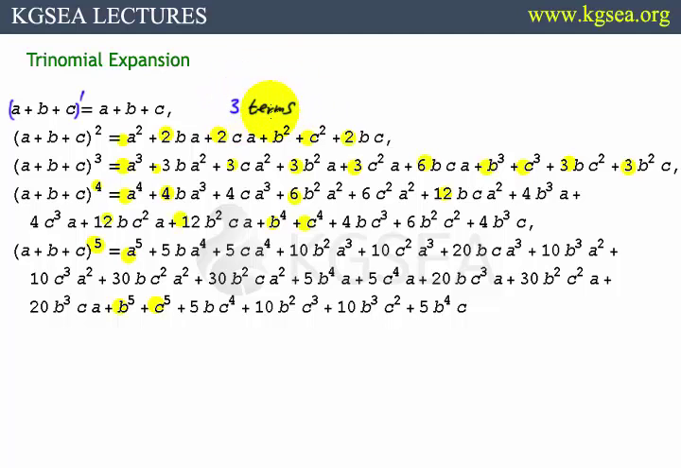This number of terms is actually the number of possibilities. So in other words, if you have 3 colored books, a red book, a green book, and a blue book, how many ways can you pick one? There are 3 ways.